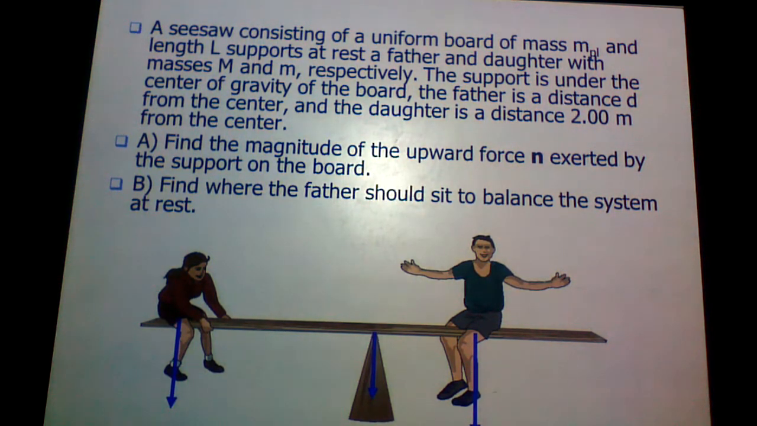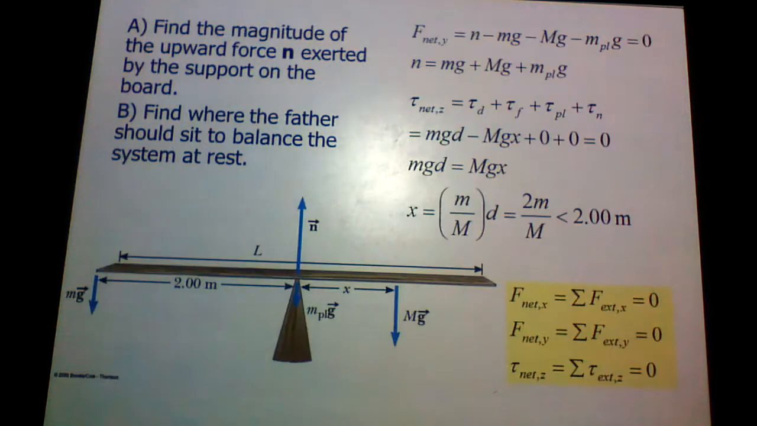The father has a particular weight force, his is directed down. You will note that it should make sense that the weight vector for the father is going to be larger than the daughter, because the father should probably weigh more than the daughter. And the other force acting is the support applying a normal force on this seesaw, on that uniform board, to also counteract that center of gravity. So these are the forces that I have acting.